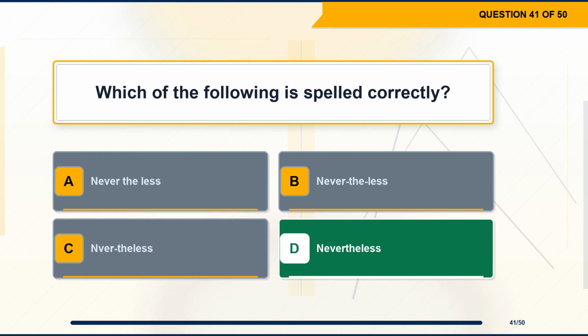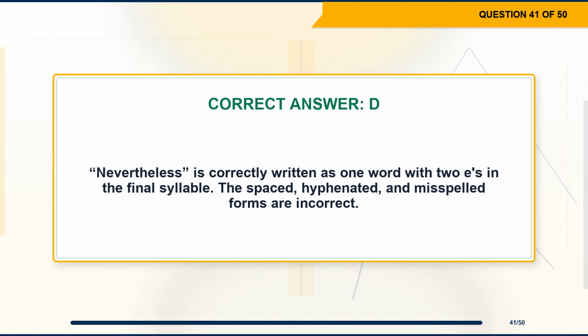The correct answer is option D, nevertheless. Explanation. Nevertheless is correctly written as one word with 2 E's in the final syllable. The spaced, hyphenated, and misspelled forms are incorrect.